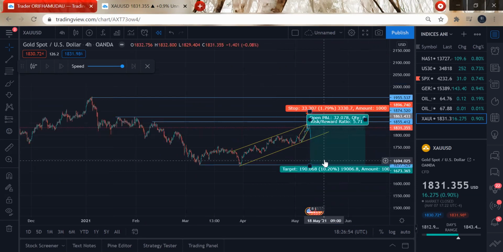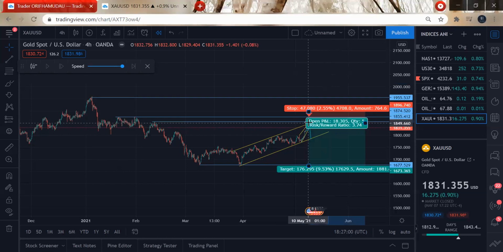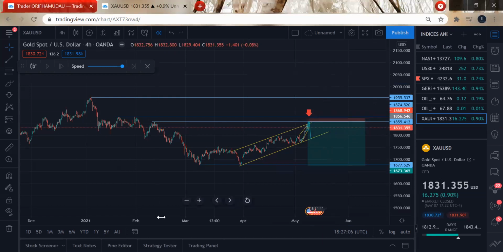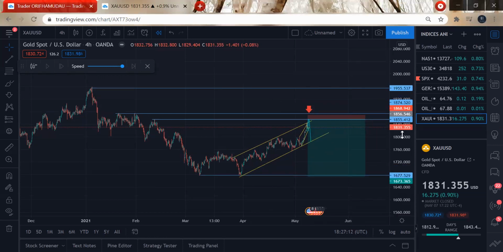That's about 10%, 10.2%. Let's see. It's a lot of money, guys. Because this risk reward is like 40. That's what I'm saying, that gold is going to pay. So that's basically what I do.